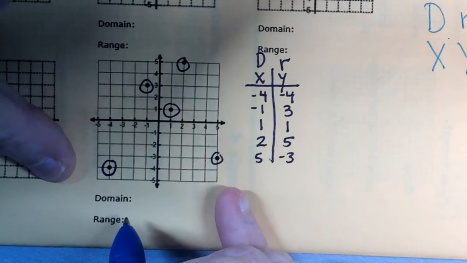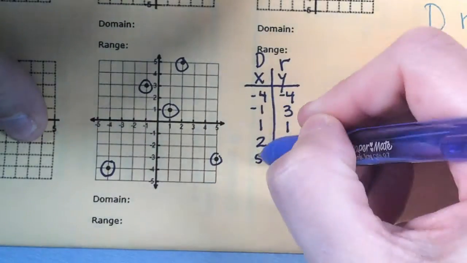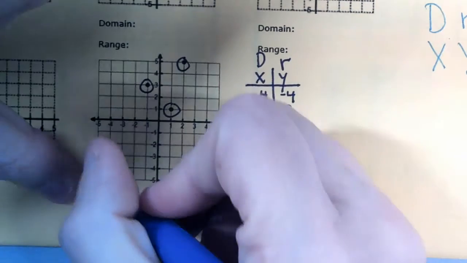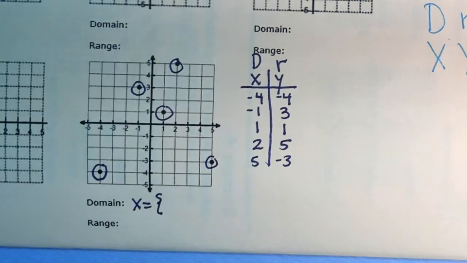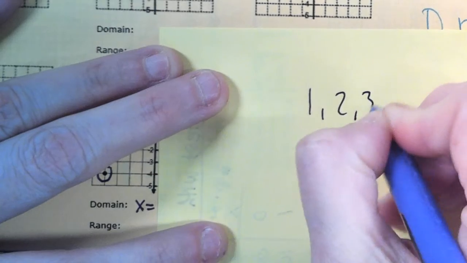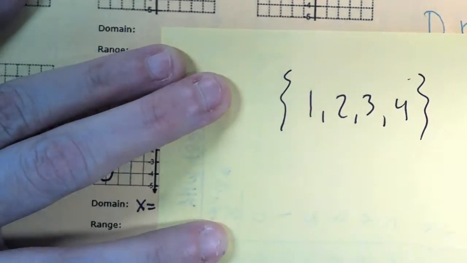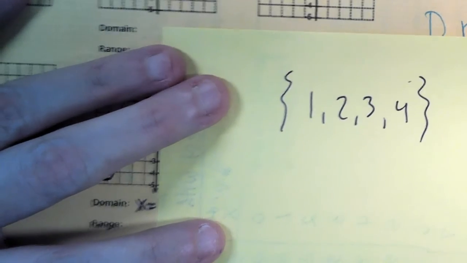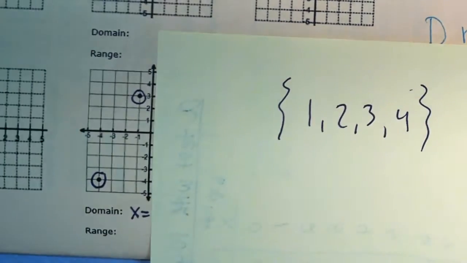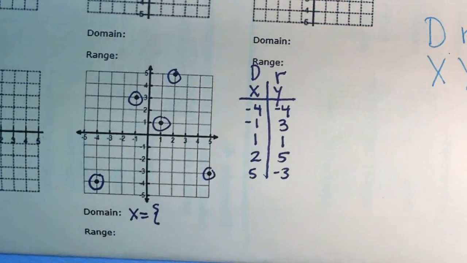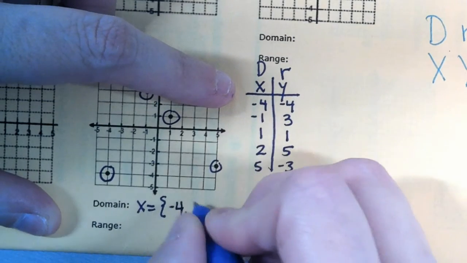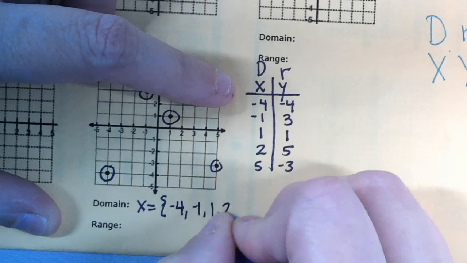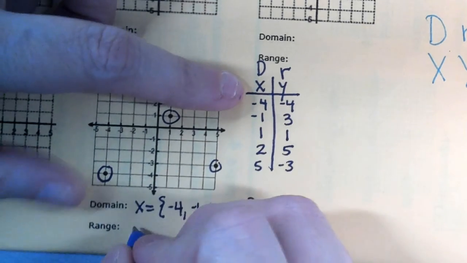Now, for the domain, all I'm going to do is list these numbers out. So I'm going to say X equals, and then I'm going to do this fancy bracket. Now listen, y'all, if y'all can't draw this fancy bracket, just do a squiggle, but make it taller than the numbers. It cannot be parentheses, it cannot be brackets. Those mean something else. So all I'm going to do is list these: -4, -1, 1, 2, 5.